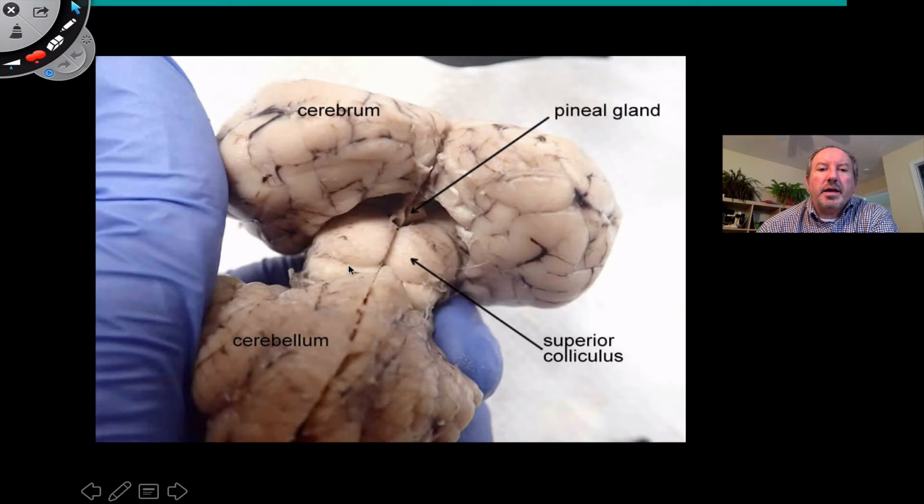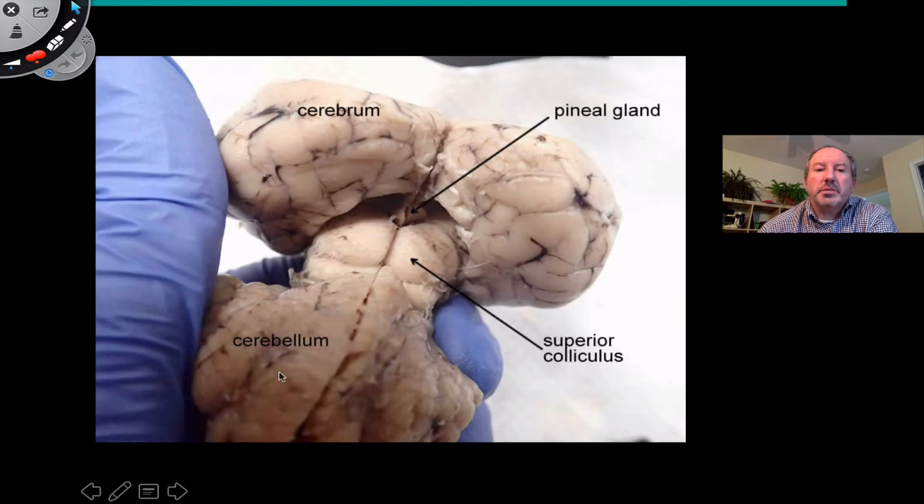Okay. And again, just to point this out, if you were to pull down on the cerebellum, you'll notice that the cerebrum is up above here, and here's a look at the midbrain, if you will. These are the superior and inferior colliculi, or colliculus for singular. And then you may even notice over here, here's the pineal gland located right underneath, right there.